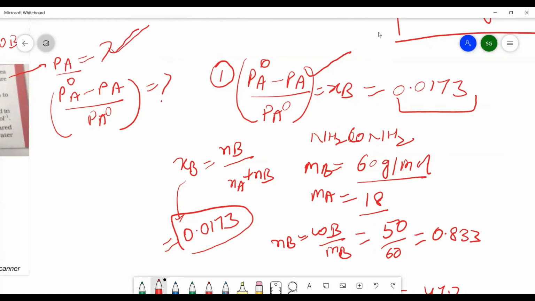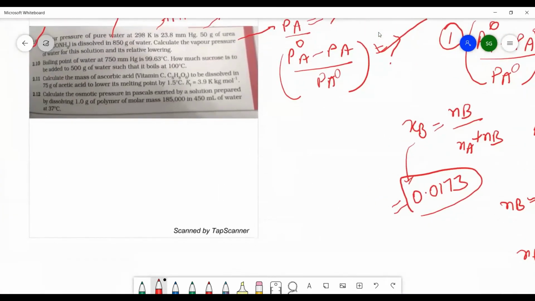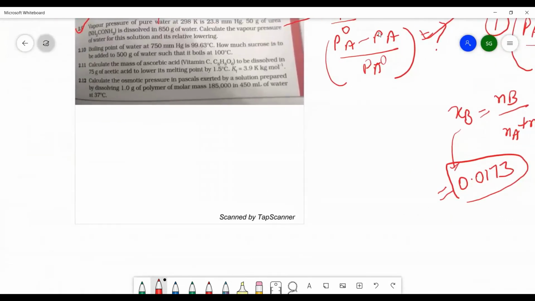So you have found out both the values, that is the vapor pressure of the water for the solution and the relative lowering of vapor pressure. Now see the next one. Boiling point of water at 750 mm of Hg. That is value, ये water का आपको दिया हुआ है तो PA naught is given to you. 99.63 degree Celsius. So that is the boiling point of water.